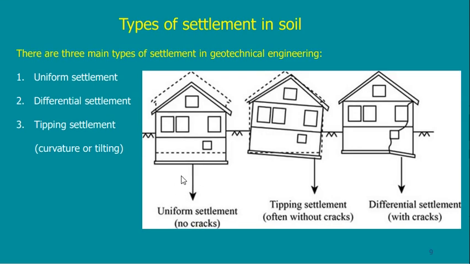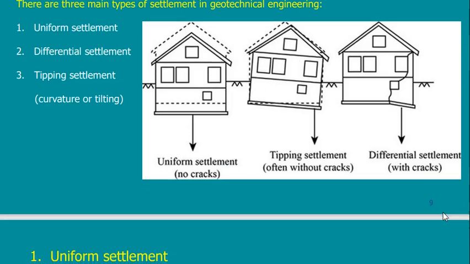Here, below here, maybe immediate settlement, creep settlement, consolidation settlement, I don't care. But the combined effect of all of these settlements, it happened that the structure settled as one body, so it is called a uniform settlement. Also here, regardless of the type of the settlement below in the soil, what happened to the structure? It's a tilt, so it is a tipping settlement or a tilting settlement. And the third one, if it is variable from one place to the other, it is called differential settlement with cracks.